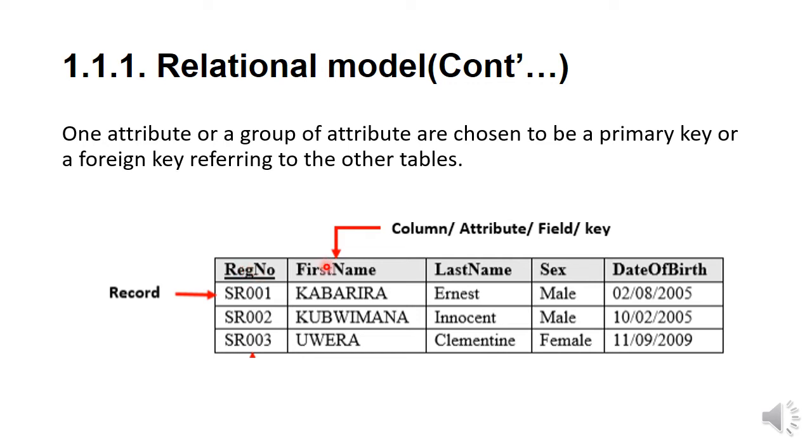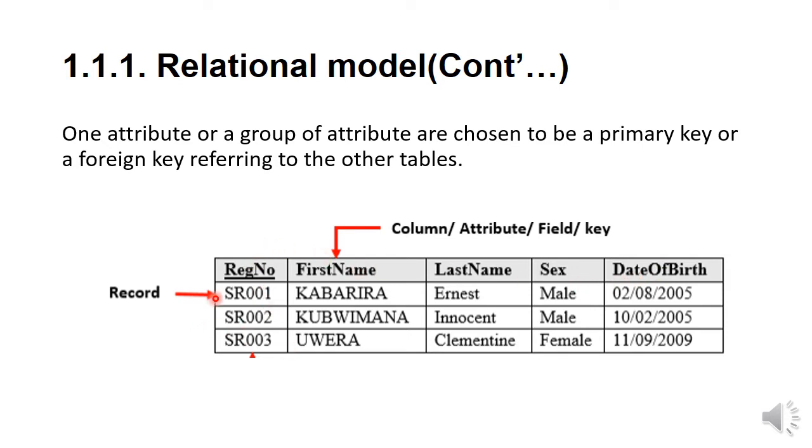We have another column which is called the first name, and we have another column which is called the last name. We have another attribute or column which is called the sex, and we have another field or column which is called the date of birth. So it means that this table has 1, 2, 3, 4, 5 columns, or in other words, the degree of this table is 5.